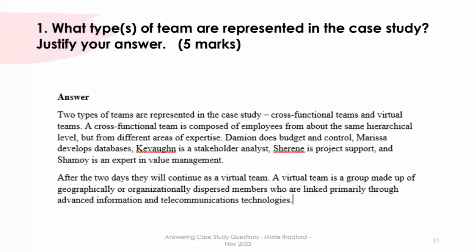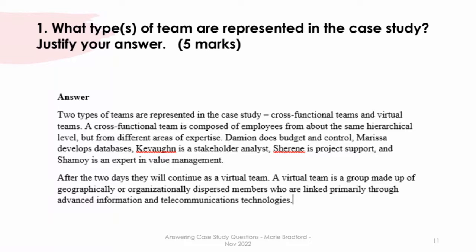I said that is a cross-functional team and a virtual team, and I'm explaining why I said so. So I discussed the cross-functional first. If you notice, I didn't pick up any chunk of information out of the case study, but I repeated what is there in terms of what Damien and Marissa and Kevon and Shireen and Shamoy does. After the 2 days, they will continue as a virtual team. A virtual team is a group made up of geographically or organizationally dispersed members who are linked primarily through advanced information and telecommunications technologies. That is a good 5 marks.